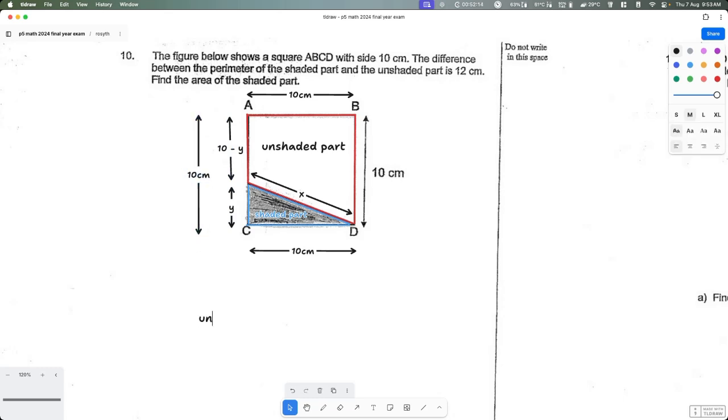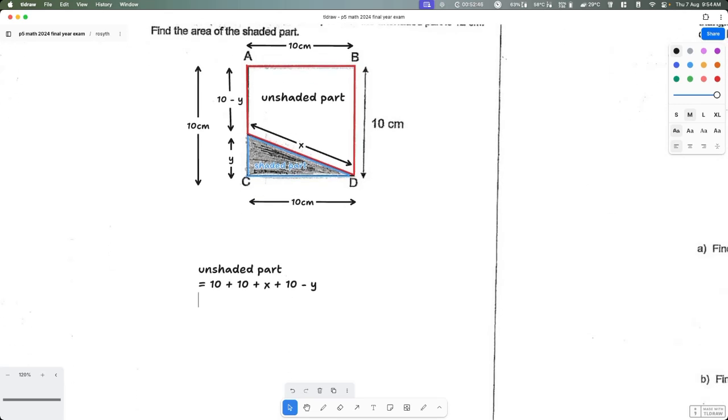So the unshaded part is equal to 10 plus 10, plus 10, minus y, plus x. So I'm going to write down: 10 plus 10 plus 10 plus x, and then plus 10 minus y. Makes sense, right? And then you just calculate all the tens. This will be 30 plus x and then minus y. Okay, so that is the unshaded part.